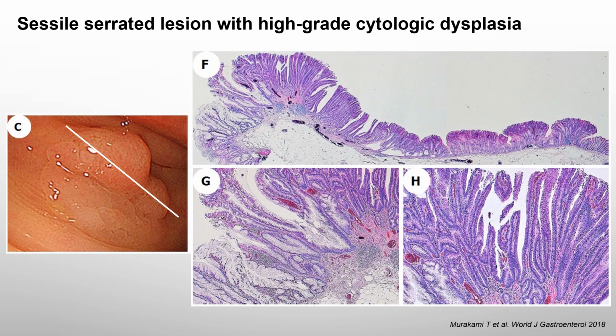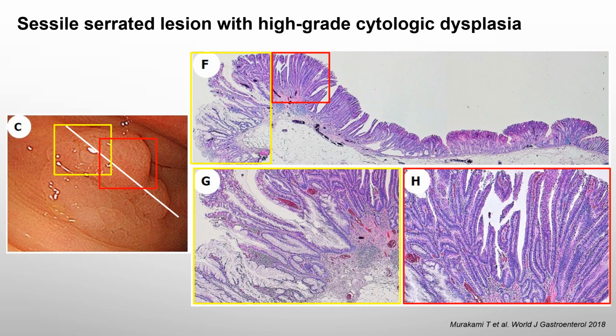Histopathologic finding with hematoxylin eosin staining of the resection specimen. Part G is SSL. On the other hand, Part H is SSL with high-grade cytologic dysplasia.